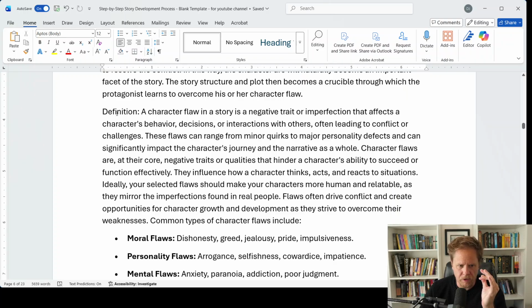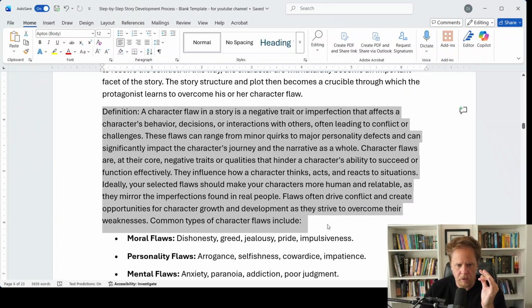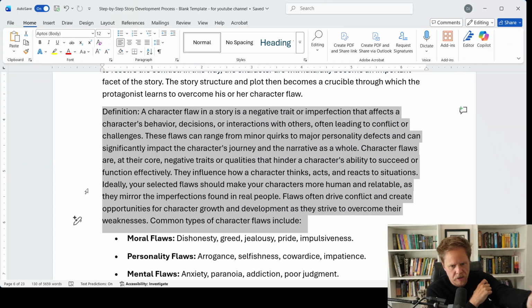So first of all, definition, what is a character flaw, okay? A character flaw in a story is a negative trait or imperfection that affects a character's behavior, decisions, or interactions with others, leading to conflict or challenges often, okay? So that's very important. In one of the videos, go back and watch all of them if you haven't already done so. I encourage you to do that.